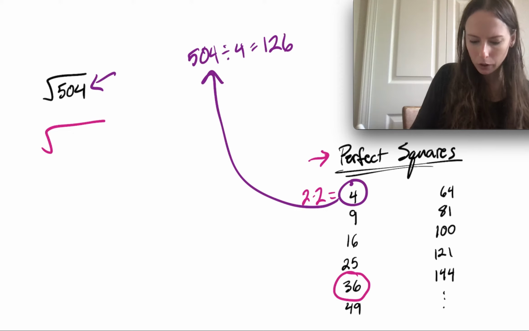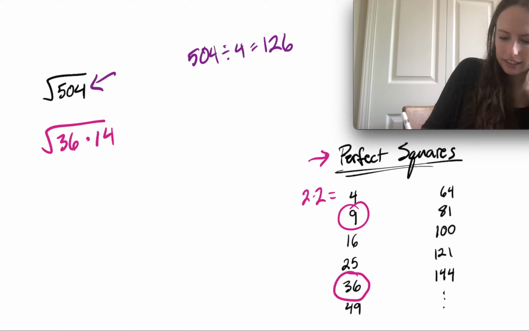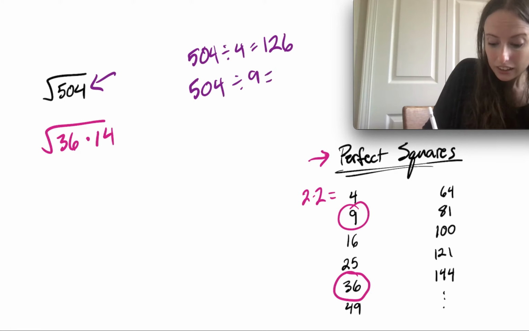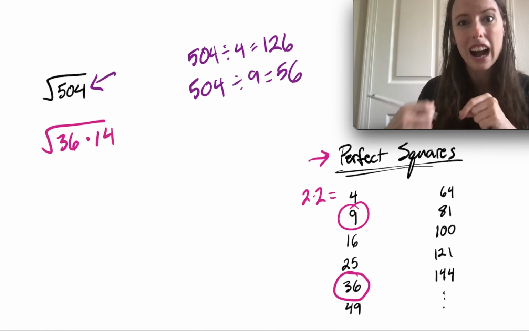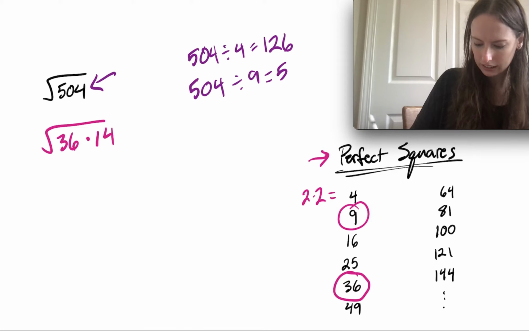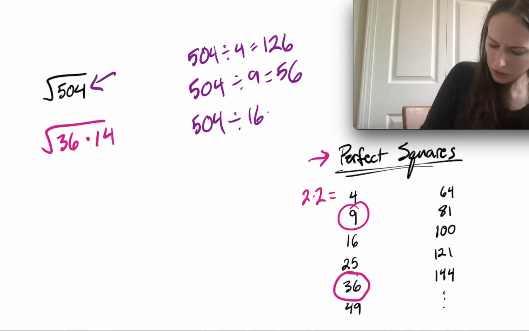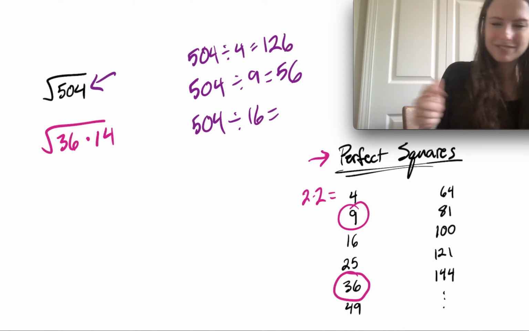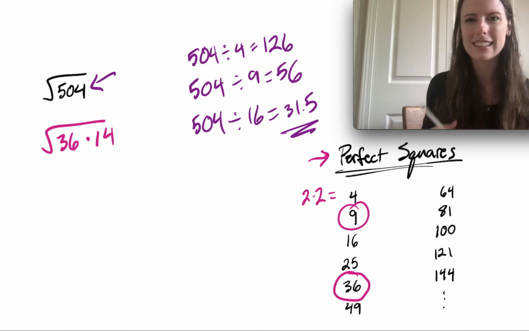So I might keep on going down the list and say, okay, well, what about 9? Does 9 go in? In fact, it does. 504 divided by 9 equals 56. So again, 9 goes in too, but I'm going to keep checking to see if there's any ones that are higher. What about 16? Does 16 go in? 504 divided by 16. I'm just checking to see, does 16 go into 504? In this case, I get 31.5. So because it's a decimal there, that tells me, nope, 16 doesn't go in.